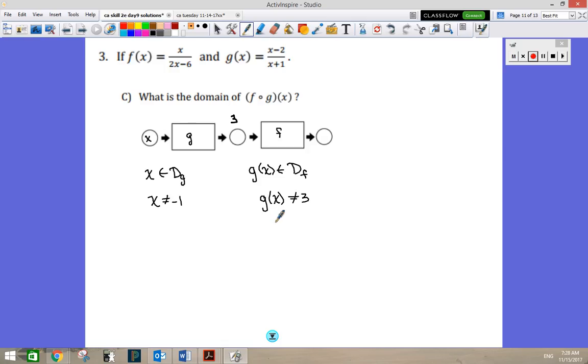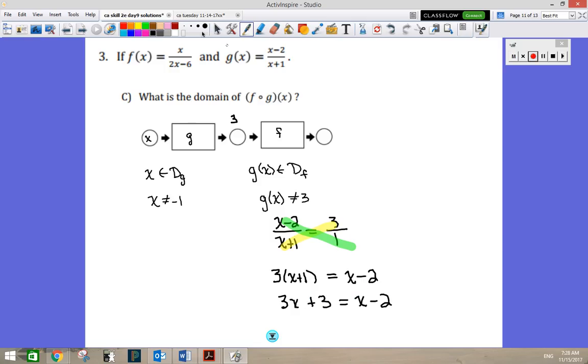So g of x is this ratio, x minus 2 over x plus 1. What if that were equal to 3? This gives you the output. Well, let's cross multiply and figure out what x causes this so we can prevent it from happening. So along the yellow diagonal, we have 3 times x plus 1. Along the green diagonal, we just have x minus 2. If we distribute, we get 3x plus 3 equal to x minus 2.